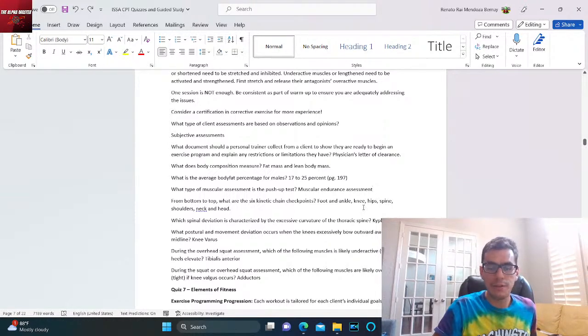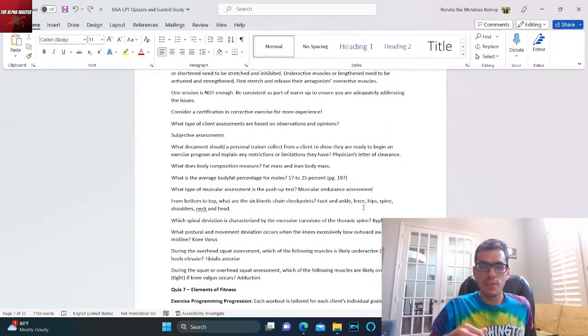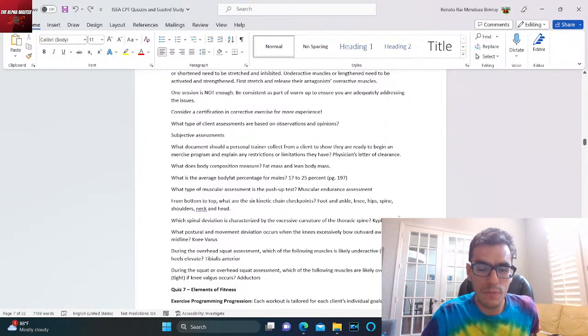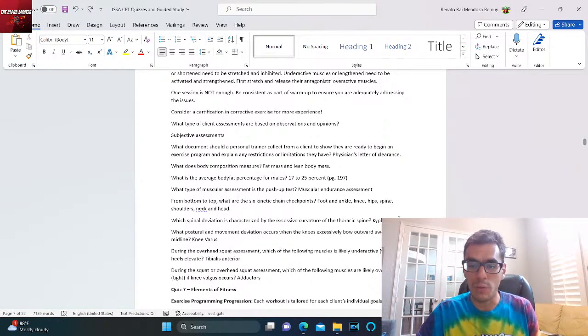From bottom to top, what are the six kinetic chain checkpoints? It's going to be the foot and ankle, the knee, the hips, the spine, the shoulders, and the neck and head. Which spinal deviation is characterized by the excessive curvature of the thoracic spine? Kyphosis.